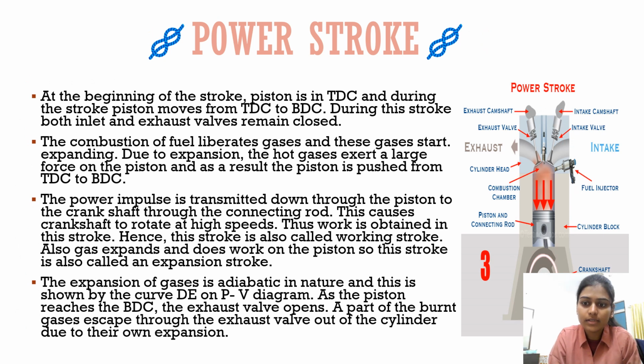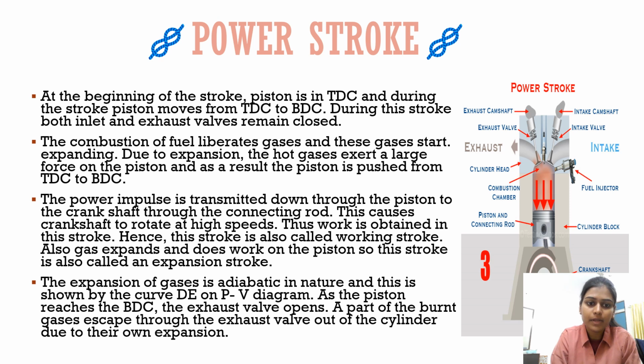Next stroke is power stroke. At the beginning of the stroke, the piston is at TDC, and during the stroke, the piston moves from TDC to BDC. Both inlet and exhaust valves remain closed. The combustion of fuel liberates gases and these gases start expanding. Due to expansion, the hot gases exert a large force on the piston and as a result, the piston is pushed from TDC to BDC.